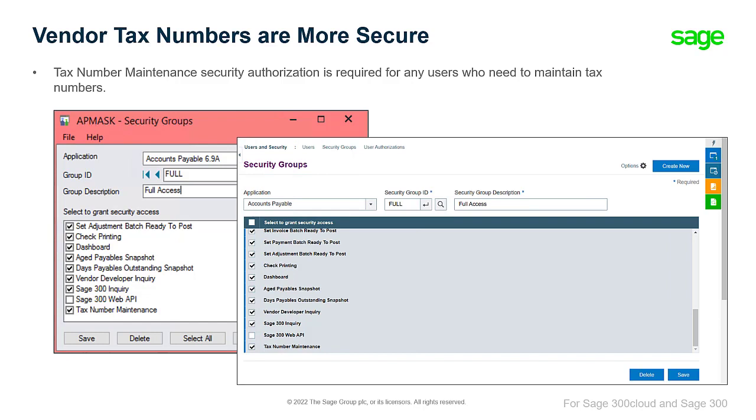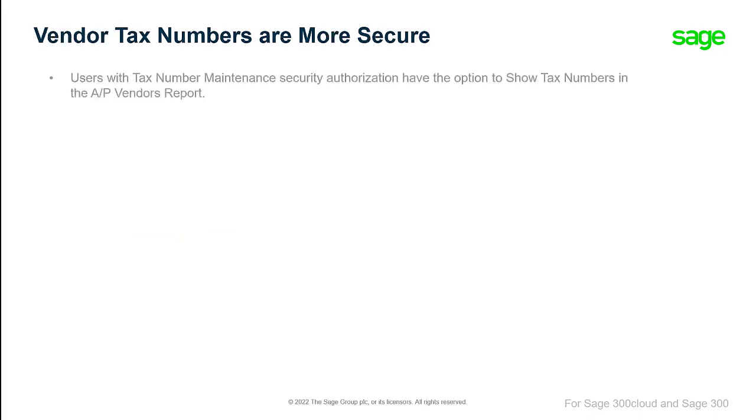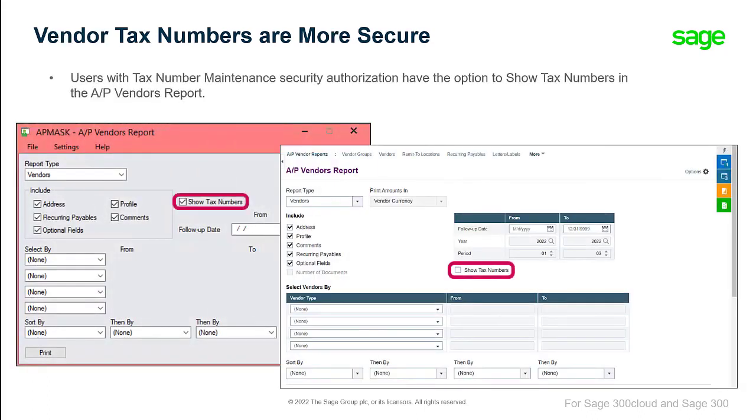To enter or change tax numbers, to see full unmasked tax numbers, and to see the screens and reports that do not appear, a user must be assigned to the Tax Number Maintenance Security Authorization for Accounts Payable. This security authorization is new and is not assigned to any users automatically. Also, if you have the appropriate security authorization, the option to show tax numbers in the AP Vendors Report screen is available.